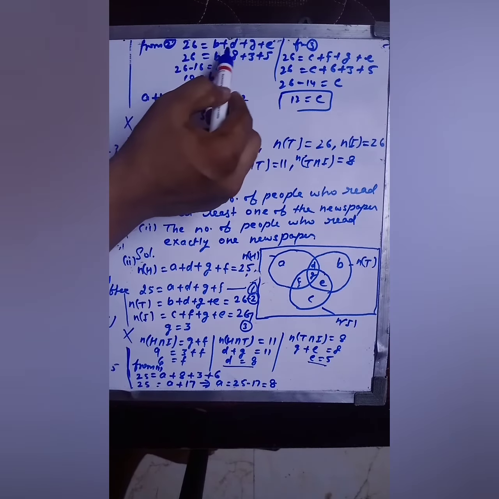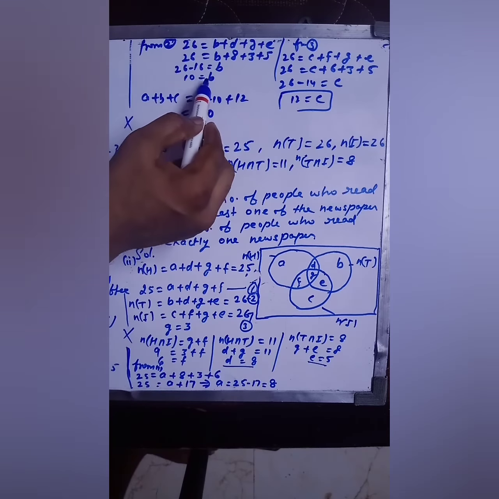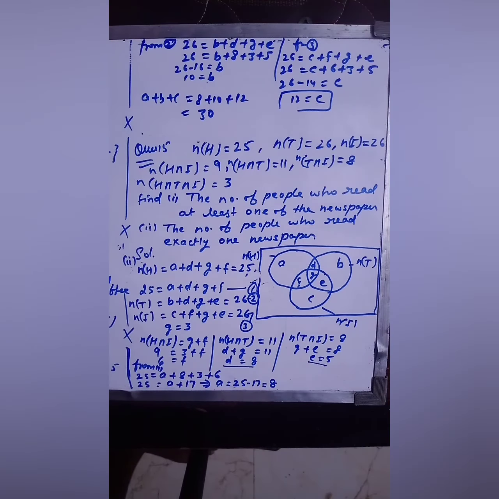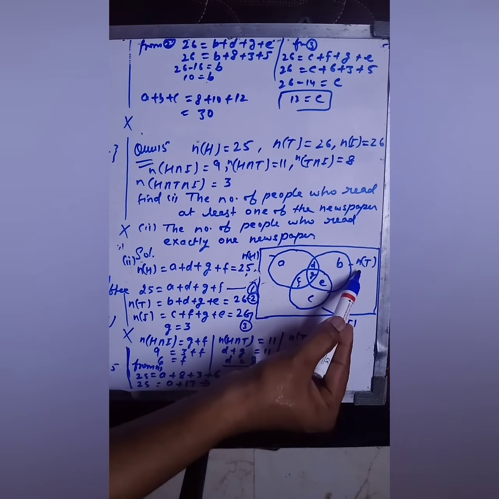So here is equation number 2, and I'm just putting the value of D, G and E, and I will get the value of B. So here is the value of B, which is 10. Okay, so B is what? Number of people who read only newspaper T.